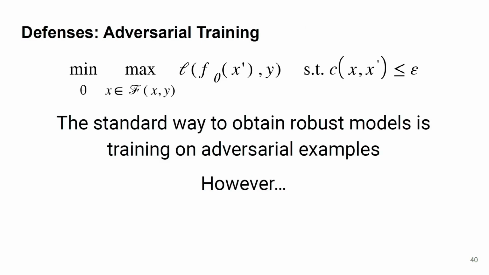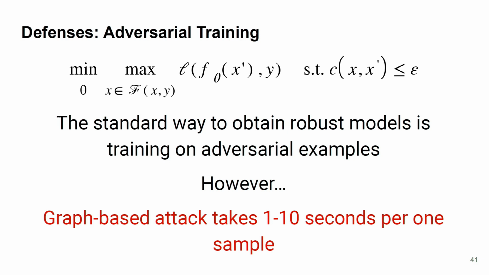So as a defense, we use adversarial training, which is a very natural way to defend against adversarial examples. We basically need to train on them. And you may say, okay, we have an attack algorithm, then it means that we can just perform adversarial training directly. However, the problem is that our attack is quite effective, but it takes from 1 to 10 seconds per sample, since it is a graph search.